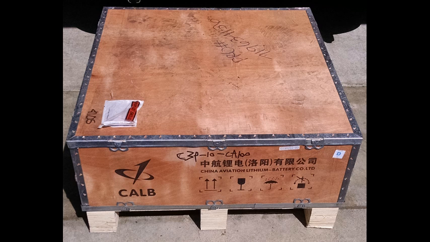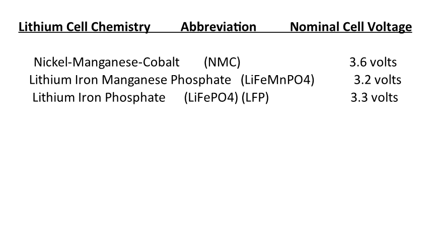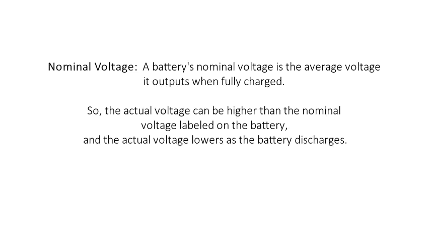Lithium-ion batteries are available in over a dozen different chemistries. Lithium-ion battery is somewhat of a generic term as it does not specify the exact chemistry used. Here are just a few of the lithium-ion battery chemistries in use. Nickel manganese cobalt, NMC, cells have a nominal voltage of 3.6 volts. I provided the definition of nominal voltage in our last video.